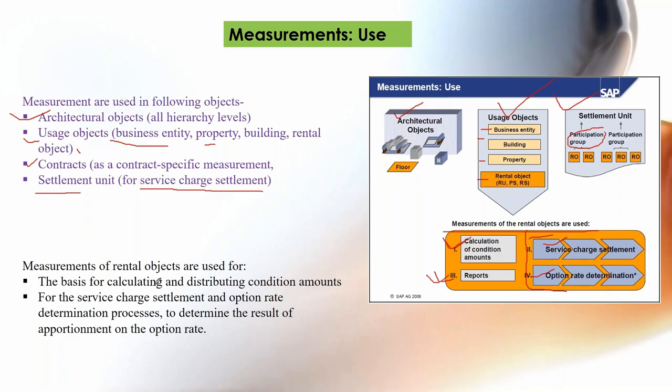So measurement of rental object are used as the basis for calculation and distributing condition amount. We will see the distribution for the service charge settlement and option rate determination process to determine the result of apportionment on the option rate. So as of now we are concentrating only on calculation of condition amount and reports. We will see these two options at a later stage.